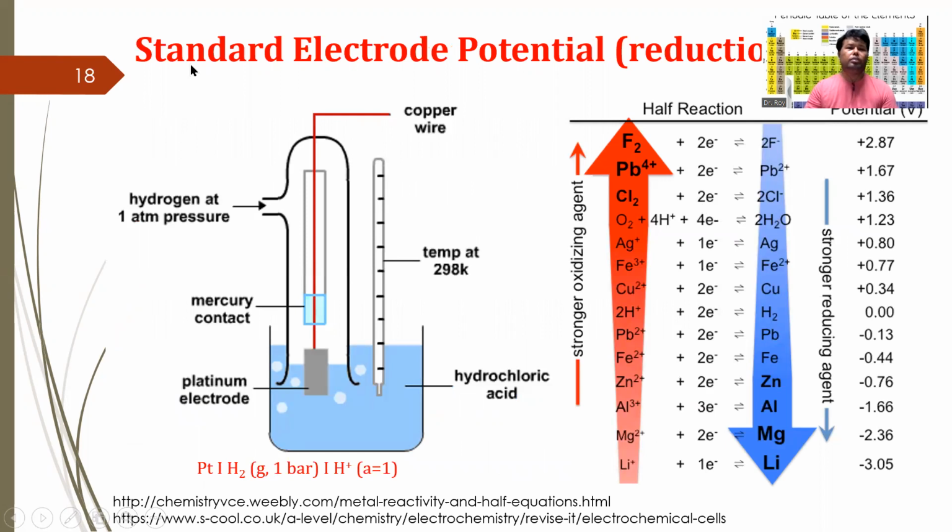So, a standard electrode potential. What is this? A standard electrode potential means that when one metal donates some electrons, it has a tendency to do so, and when another non-metal accepts some electrons, it has some tendency to accept the electrons.